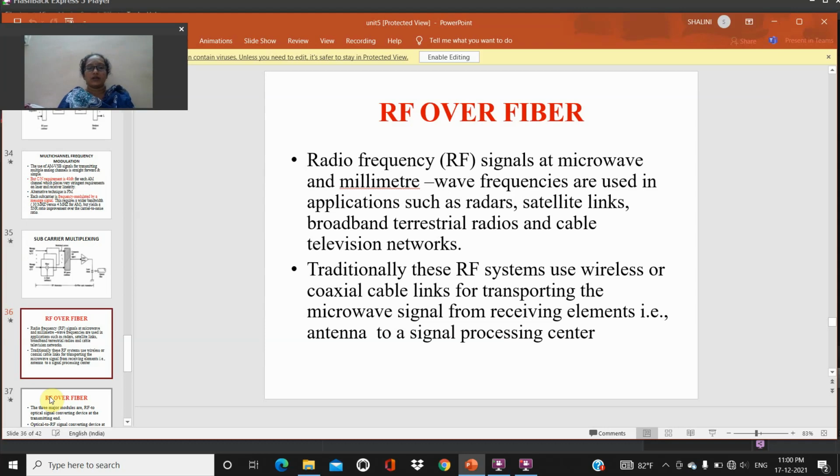RF over fiber. What is RF over fiber? Radio frequency signals at microwave and millimeter wave frequencies are used in applications such as radar, satellite links, broadband terrestrial radios, and cable television networks. Traditionally, these RF systems use wireless or coaxial cable links for transporting the microwave signal from receiving elements, that is the antenna, to a signal processing center.